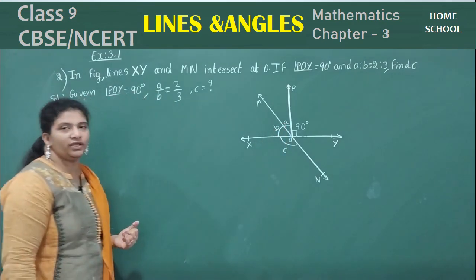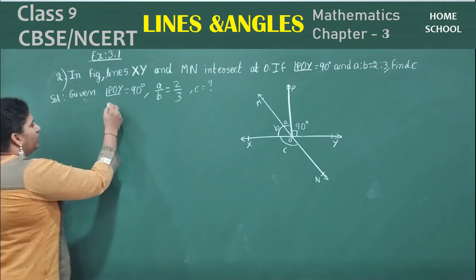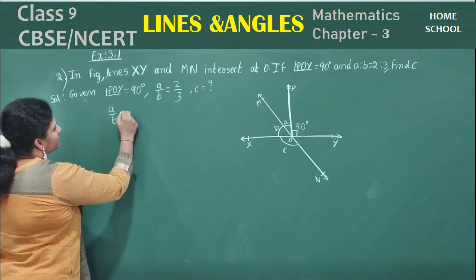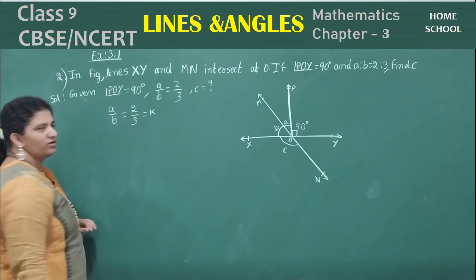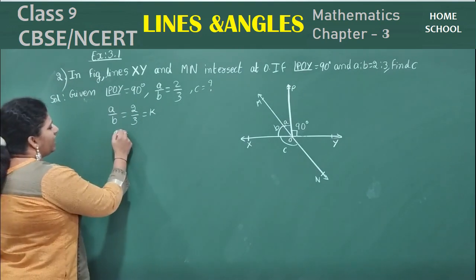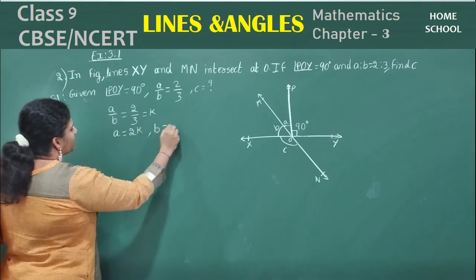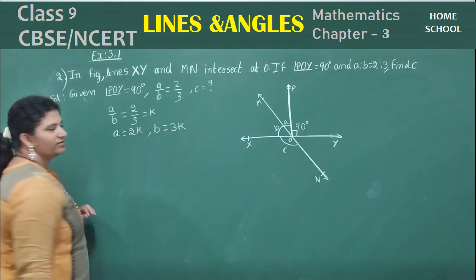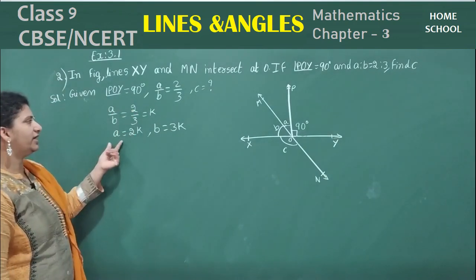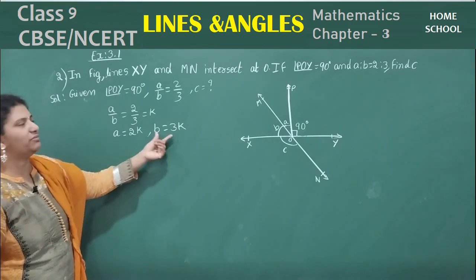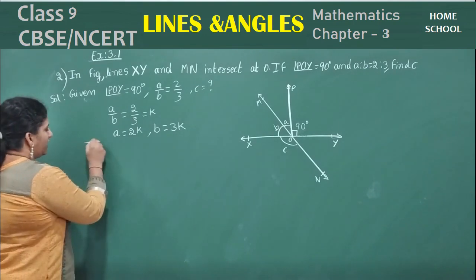So what shall we do here? We need to assume. So given A is to B is equal to 2 by 3, right? Let us equate to K. So what happens here, children? A is equal to 2K and B is equal to 3K, right? So equate here, what you are going to get? A equal to 2K and B equal to 3K.